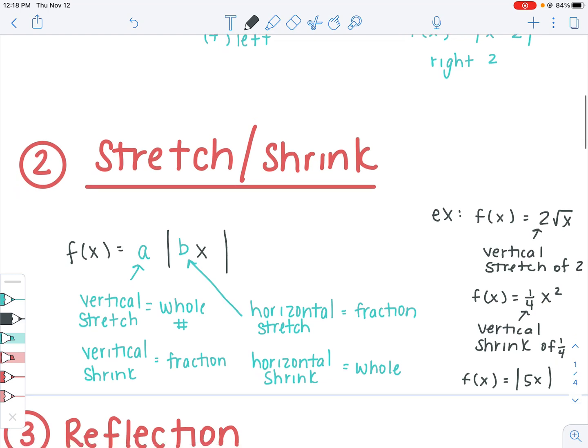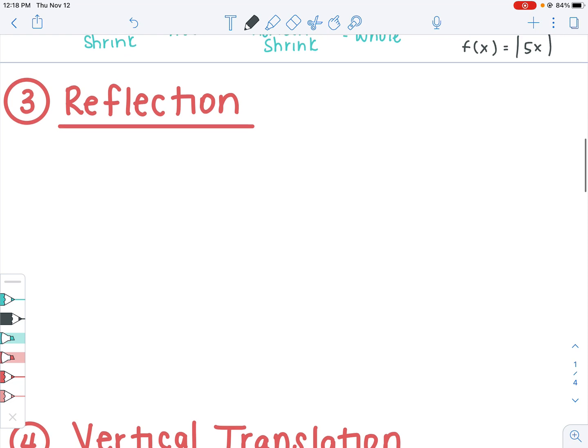So after we stretch or shrink, then we're going to reflect. Remember, we have two options for reflecting. We can go over the x-axis or the y-axis. Something that's reflecting over the x-axis looks like f of x equals negative square root of x, where the negative sign is outside the parent function, whereas if it's reflecting over the y-axis, the negative is inside the parent function.